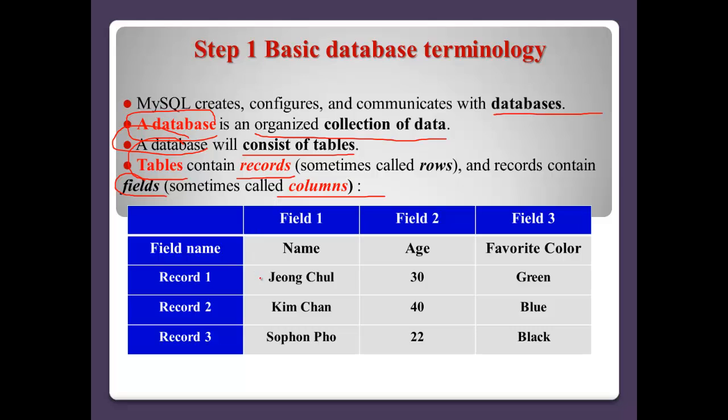For example, in this table, there are 3 fields, field 1, field 2, field 3, and 3 records: record 1, record 2, record 3. The fields can be columns, so 3 columns. Name, age, and favorite color are the field or column names, and each record has 3 fields or 3 columns.